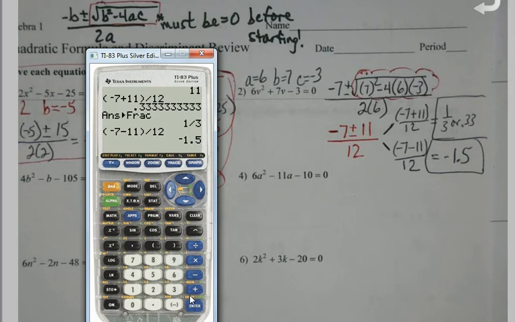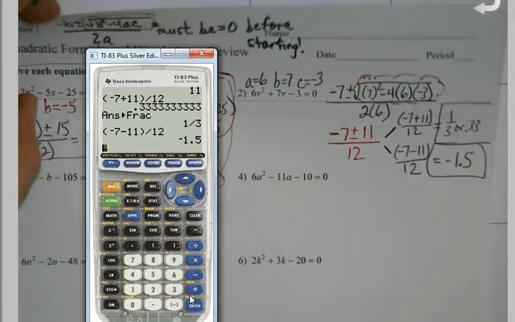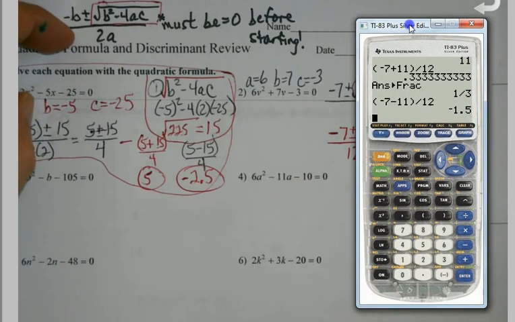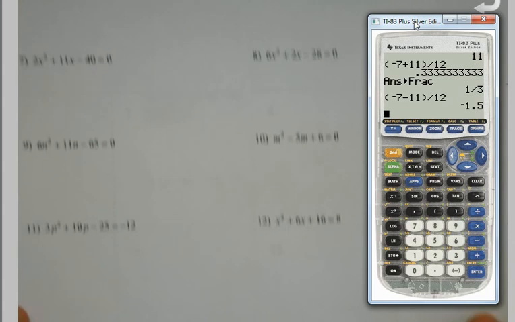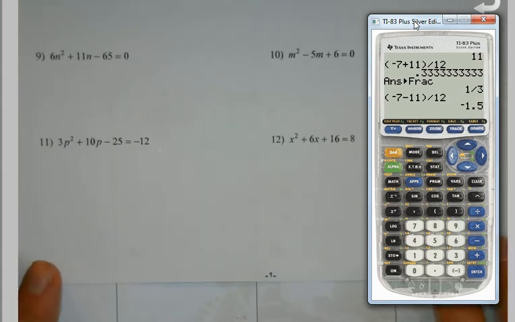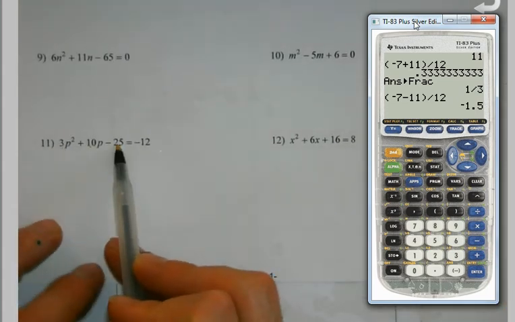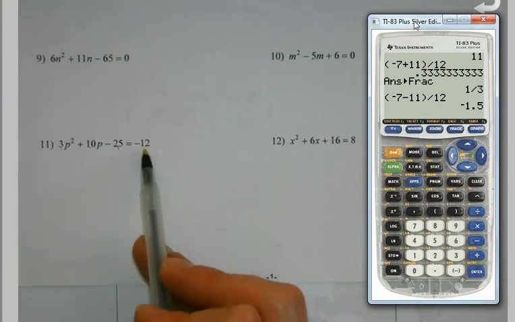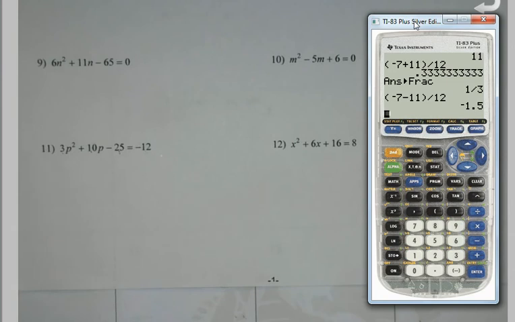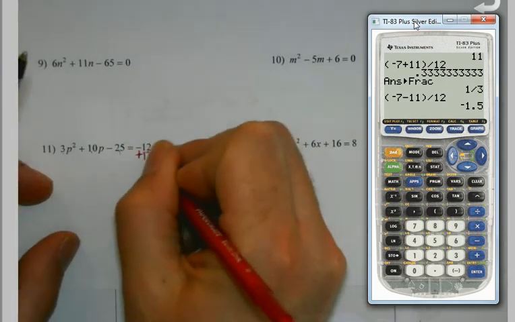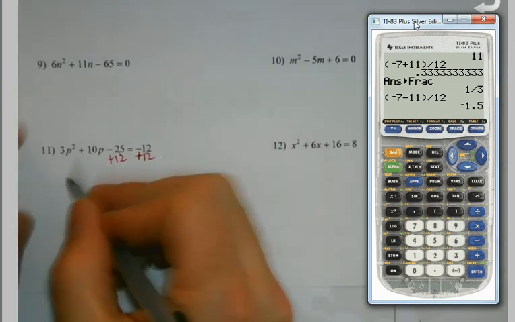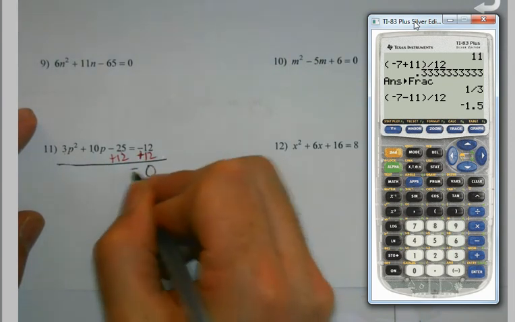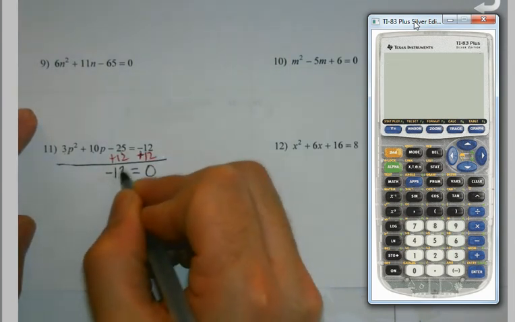Now, let's say I move down a little ways on the sheet here, because I'll come back up if we need to here. Let's take a look at number 11 for a minute. Because here's what I was talking about at the top when I said you have to be equal 0 before you start. I can't do A, B, and C right now. This won't be right. Because this negative 12's over here, and it needs to be 0. So how can I move that negative 12 to the other side? Add 12. So you may occasionally have a first step with these. Negative 25 plus 12 is negative 13.